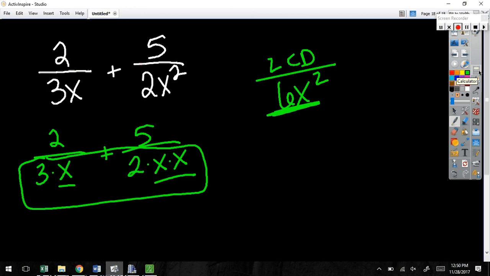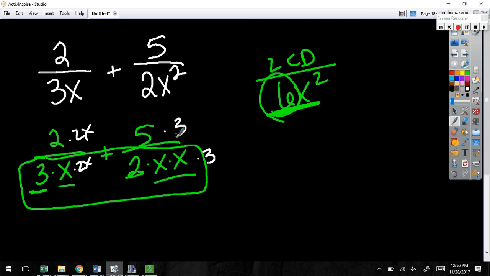In order to combine them, I'm going to have to make it happen. So 3 and 2, the least common denominator is 6. And in order to get 3x equal to 2x squared, you have to multiply it by 2x. So when you do 2x times 3x, it'll equal 6x squared. And on the other side, if you multiply that by 3, the denominator will be 6x squared.